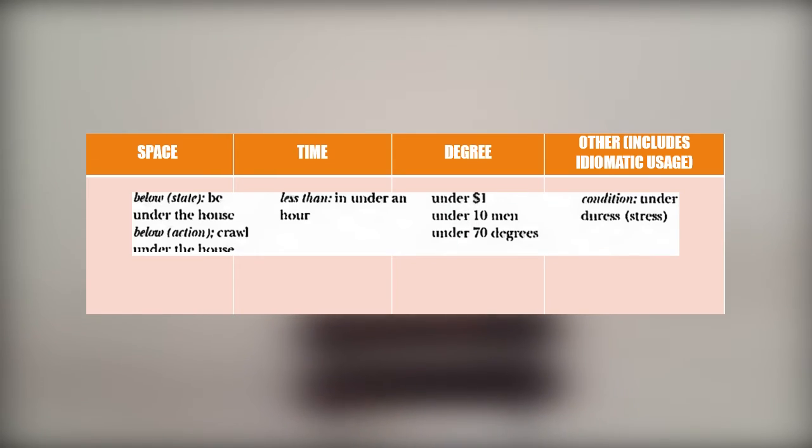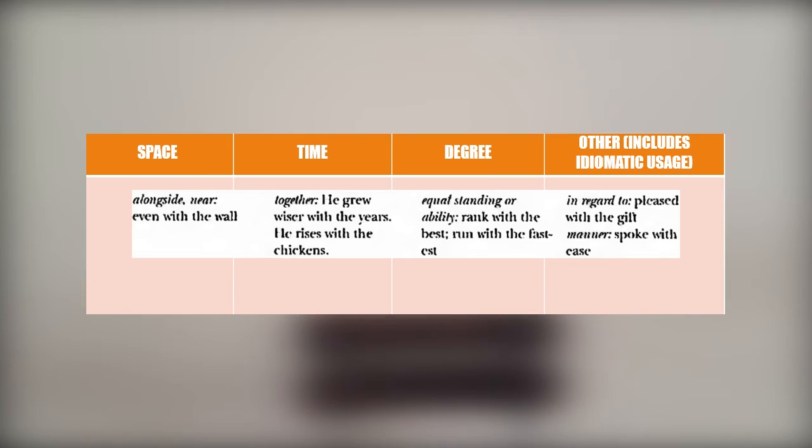Under. Be under the house. Crawl under the house, which indicates below in a state and action. In under an hour. Under $1. Under 10 men. Under 70 degrees, which is less than. Under duress, which is the condition. Lastly is the preposition with. Even with the wall, which means alongside and near. He grew wiser with the years. Together, ranks with the best, indicating standing or ability. To please with a gift, to speak with ease, which is in regard to and the manner.